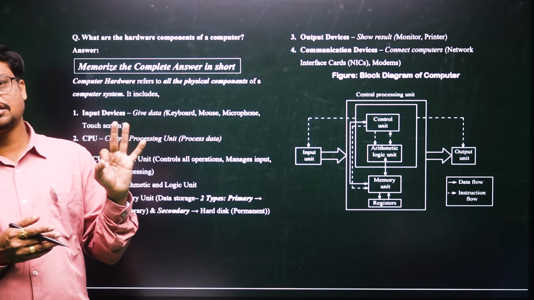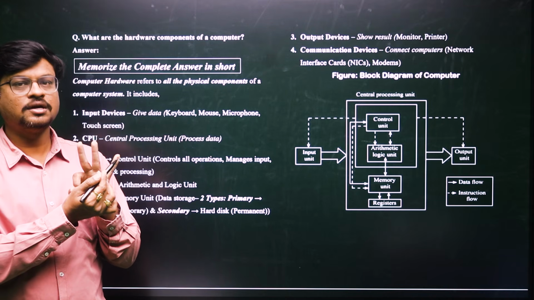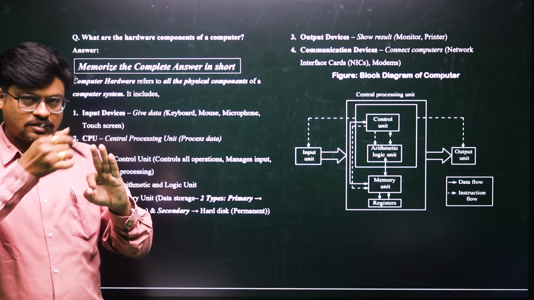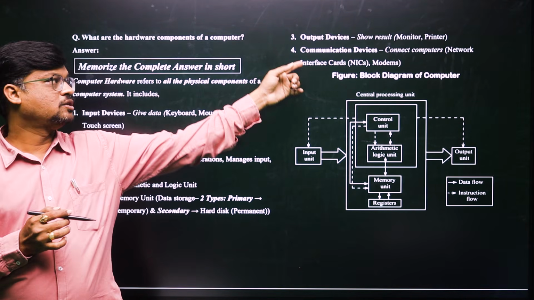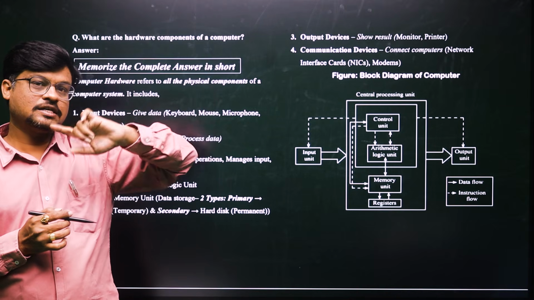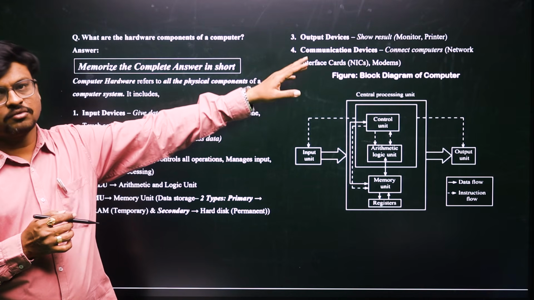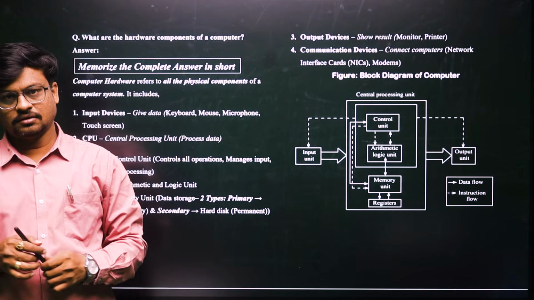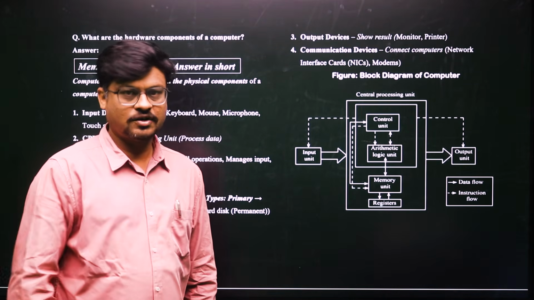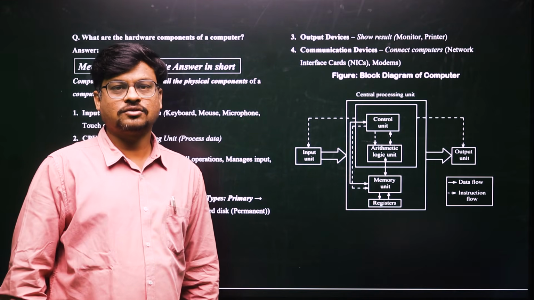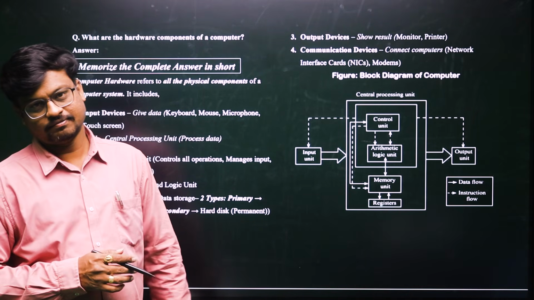The CPU is divided into three simple categories: control unit, arithmetic and logic unit, and the final one, memory unit. Once the data is received from the input devices and processed, the results are displayed back to the user using output devices. What are the basic output devices? Monitor, printer, speakers. And in the communication devices, we have modems, switch, NIC. Data will be transferred from one node to another node. That is the block diagram of a computer. Thank you.